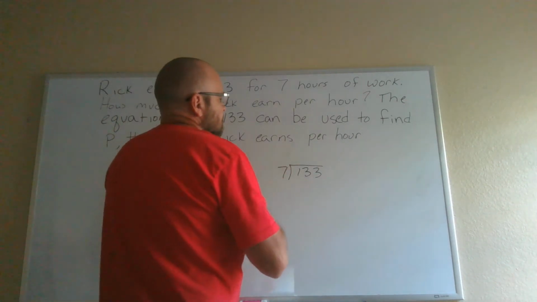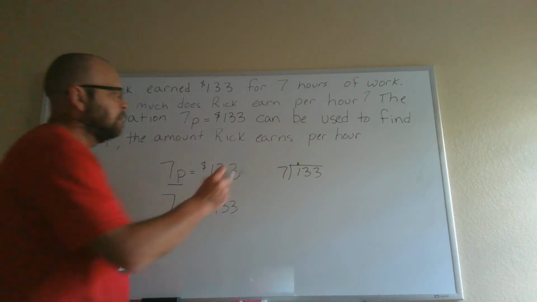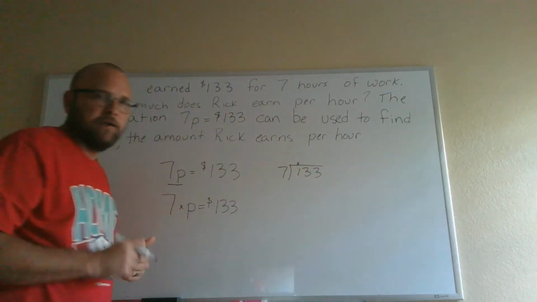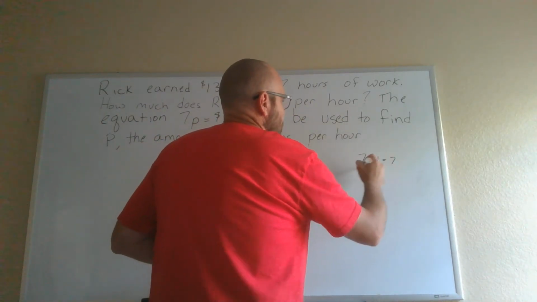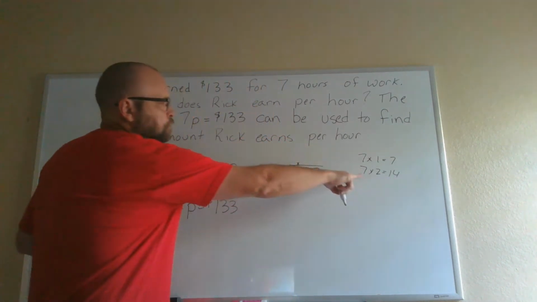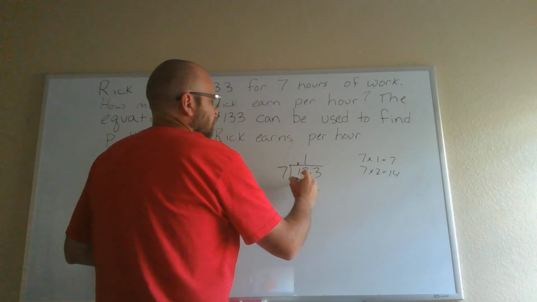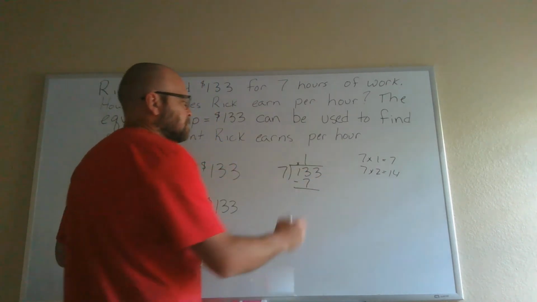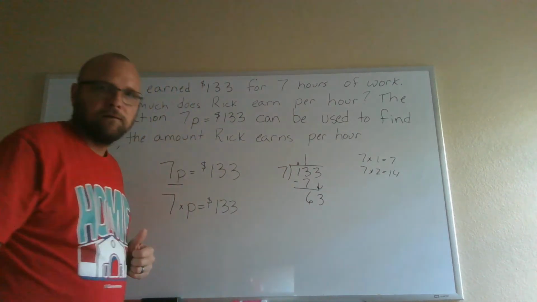So 7 does not go into 1, so I do not have anything over the 1. 7 does go into 13. Well, if I list my multiples of 7, 7 times 1 equals 7. 7 times 2 equals 14. 14 is too big, so I know it's 1. Then I subtract 13, subtract 7 is 6, and I bring down the 3.